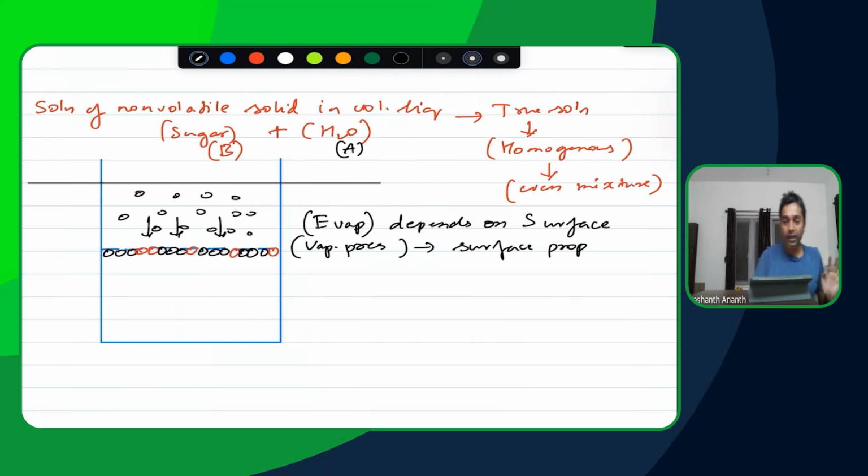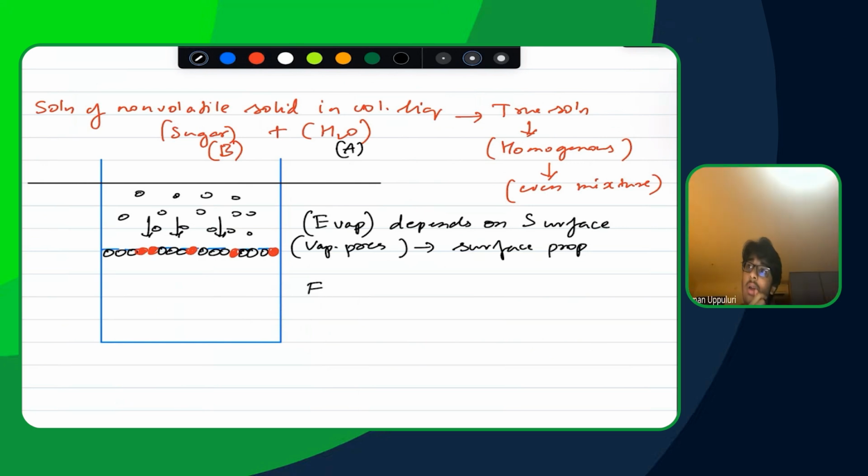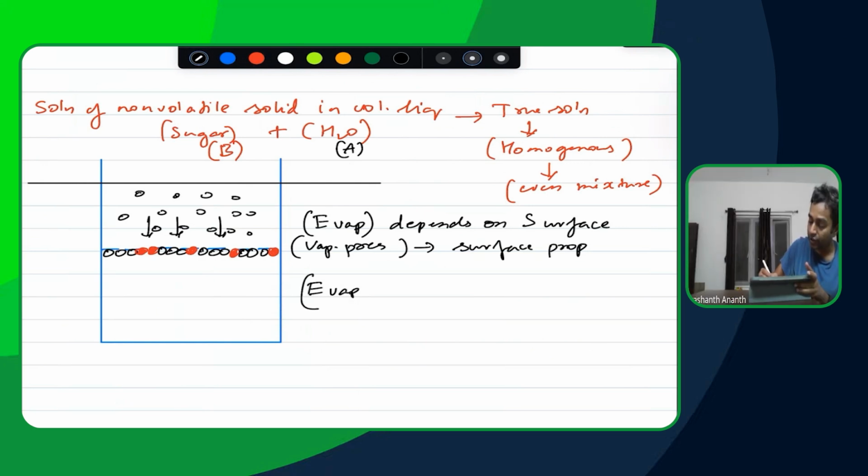Wherever the non-volatile solute is present, no evaporation can happen. Correct. Wherever the sugar particles are present, no evaporation happens over there, because they are sugar particles, they are non-volatile solutes. Whereas wherever the water molecules are present, evaporation can happen. So evaporation is going to be dependent on concentration. Correct. So evaporation, which is going to be in turn deciding partial pressure of gas, or you can say partial pressure of gas above solution.